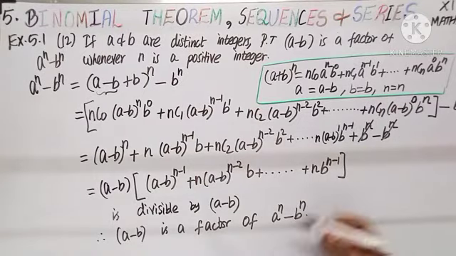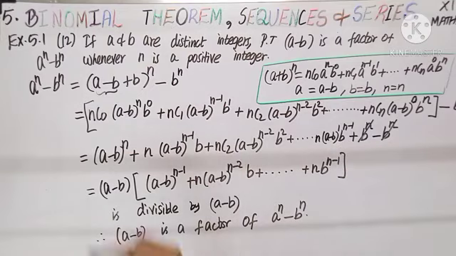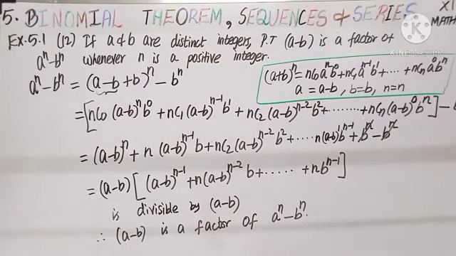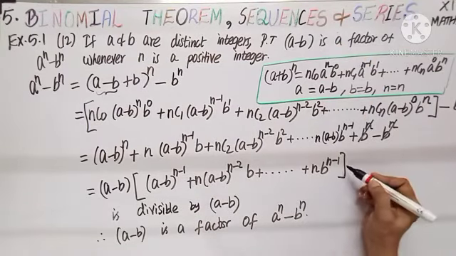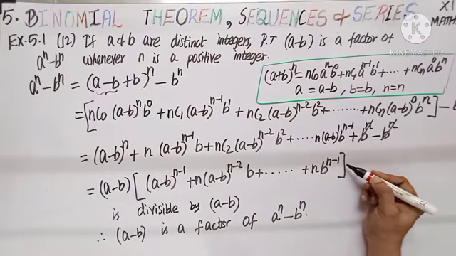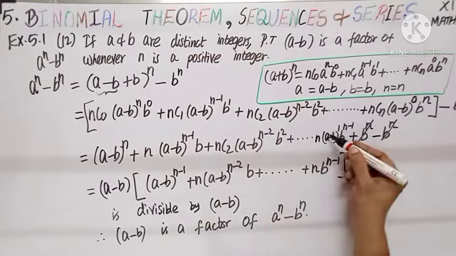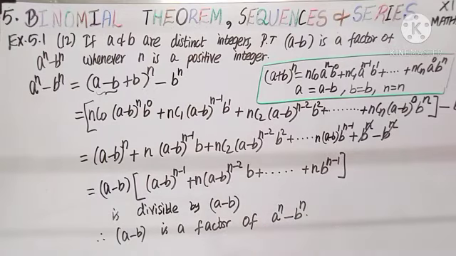Immediately you can write every term is having a minus b. Therefore, a minus b is a factor of a power n minus b power n. This is just an extra step. If you need, you can write it. Otherwise, you can directly write this is divisible by a minus b.